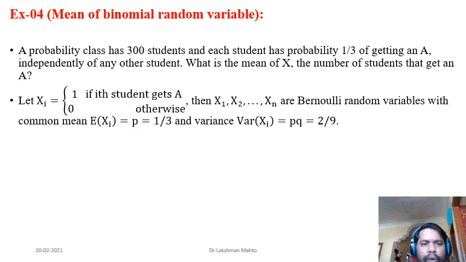So we have a probability class of 300 students. Each student has a probability of 1 by 3 of getting grade A, independent of any other student. Totally independent. If, suppose, Ram has a probability of 1 by 3 of getting A, then it doesn't mean that he needs help from other students. He will get A with probability 1 by 3 by his own effort only. He doesn't need the help of any others.